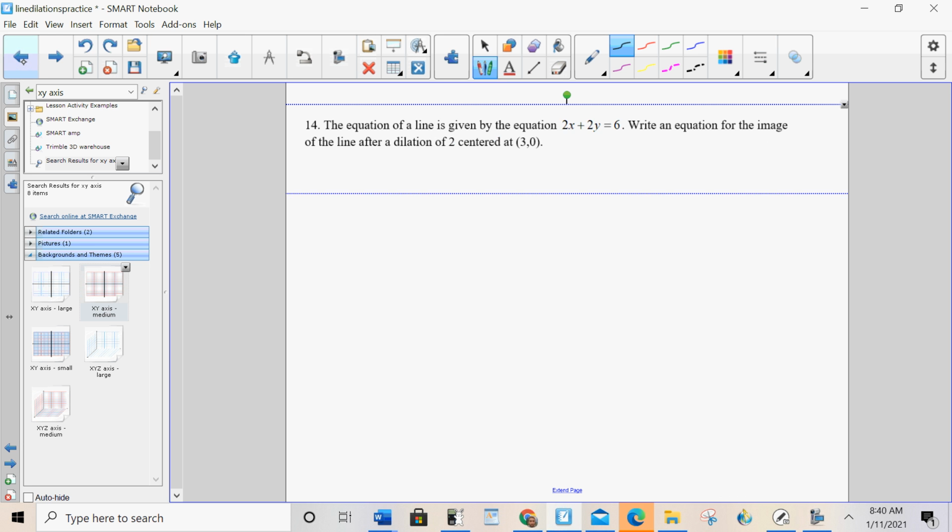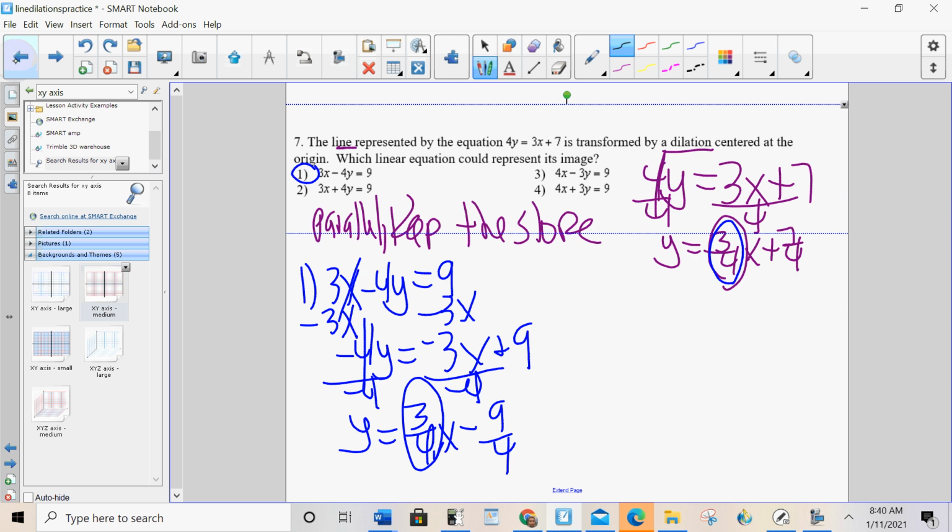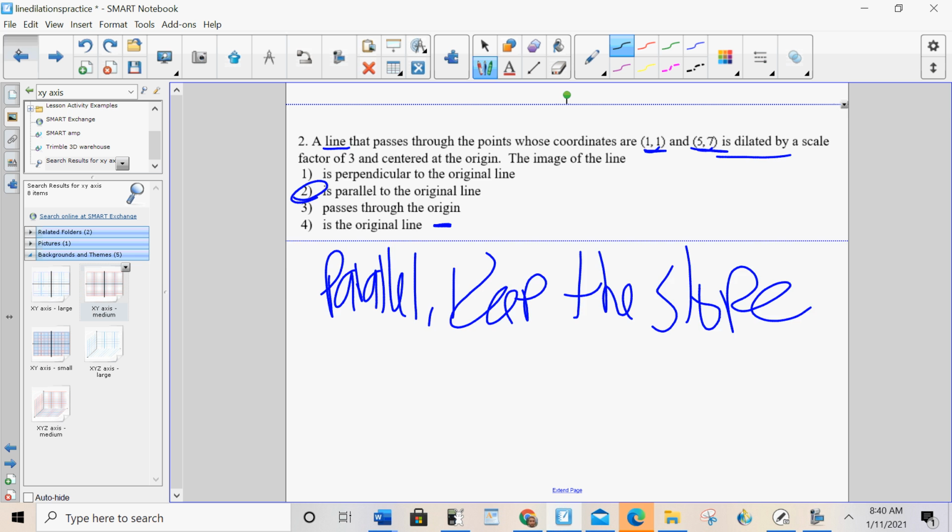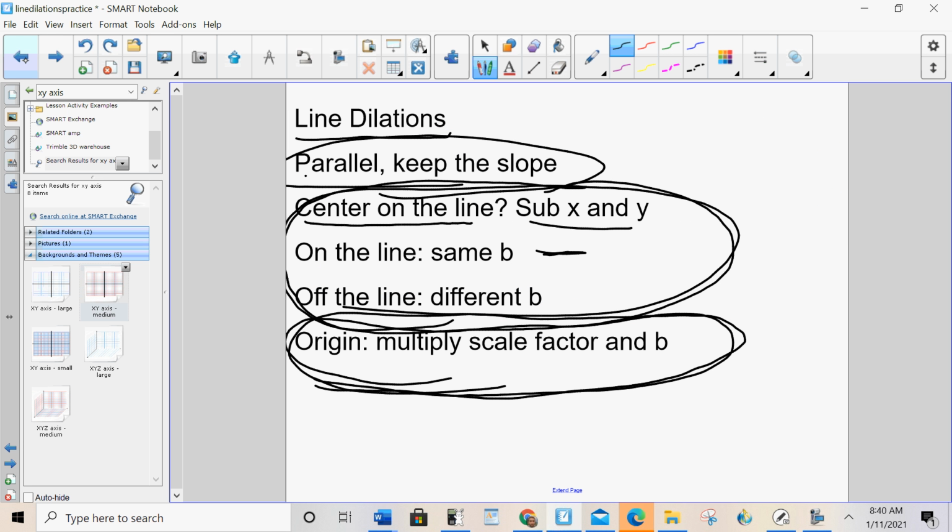For line dilations, again, know your song. The song has everything in it. It's a topic that a lot of students have trouble getting these questions right in the Regents, but if you know this song, if you practice it, it's really not bad. Line dilations, parallel, keep the slope. The slope is always the same. If it's centered at the origin, multiply scale factor in B.